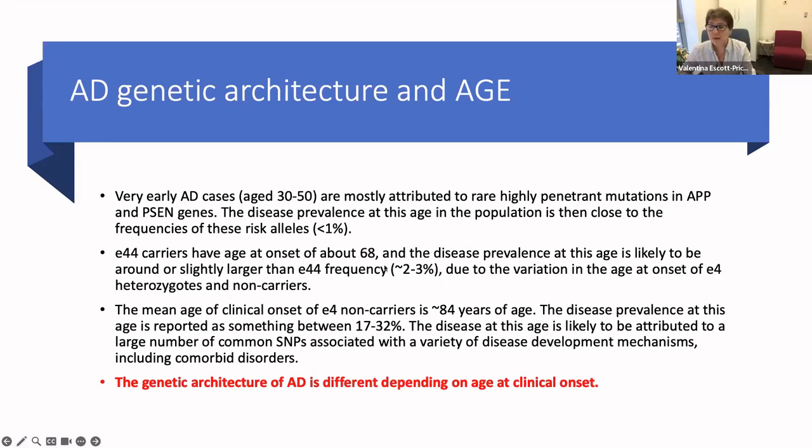E4 homozygous carriers have an age of onset around 60 years of age, and the prevalence is 2–3% in the population, and that's what we see from population studies. And E4 non-carriers, with an age of onset of 84 years, develop the disease later, and the prevalence of the disease, a majority of people, grows at an older age. So the conclusion so far is that the genetic architecture of Alzheimer's disease is different depending on the clinical age at onset. And ApoE4 is not only a risk gene for AD, but also a disease modifier because it makes people have onset earlier.